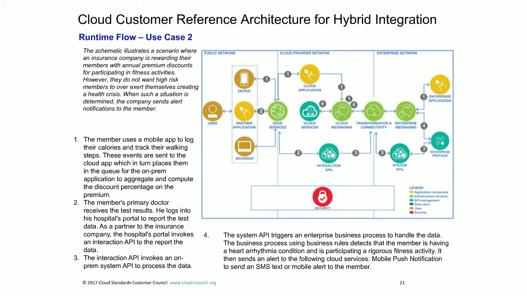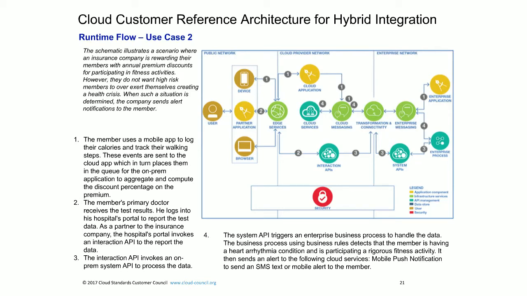This schematic illustrates a scenario where an insurance company is rewarding their members with premium discounts if they participate in fitness activities. At the same time, they don't want members who might be in a high-risk category to overexert themselves and create a health situation. And so they have business rules that can look at the data and make a determination of whether there's any risk with those activities given a particular member's health data. So when a situation like that is determined, the company would want to send alert notifications to the member.